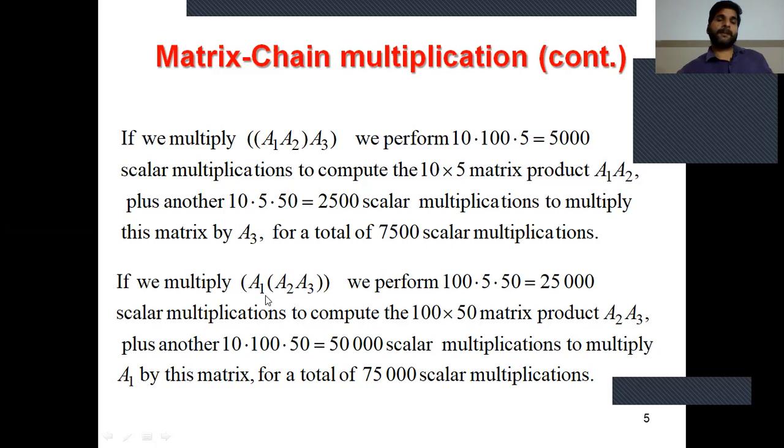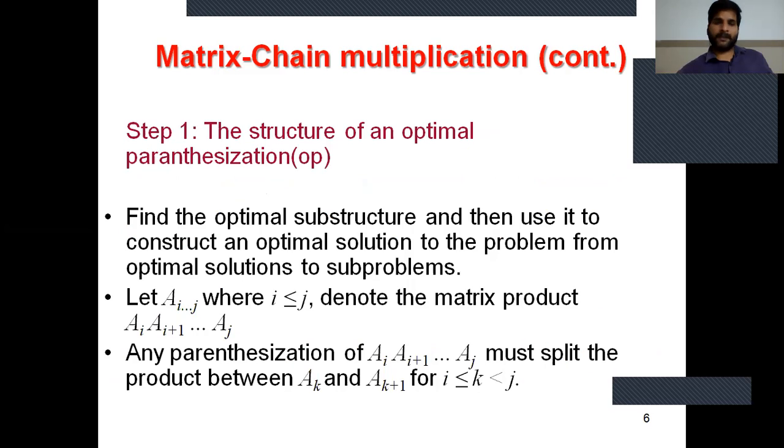If we multiply A1 (A2 A3), we perform 100 times 5 times 50 equals 25,000 scalar multiplications to compute the 100 by 50 matrix product A2 A3, plus another 10 times 100 times 50 equals 50,000 scalar multiplications to multiply A1 by this matrix, for a total of 75,000 scalar multiplications. This is the example of multiplication.